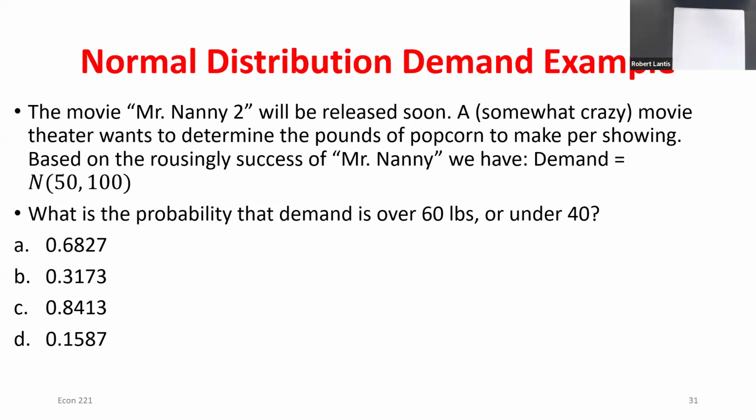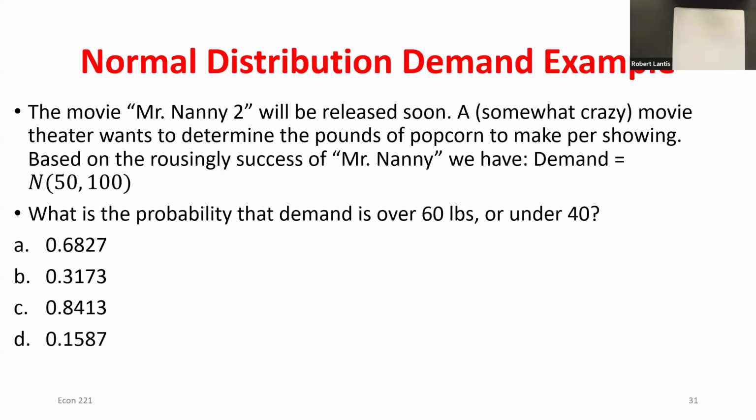So let's say there's this Mr. Nanny movie. They're thinking about making a sequel. Hulk Hogan's making a comeback. And you've got demand for popcorn at this theater between 50 and 100. If I'm any company, I want to try to predict what demand is, and I know that it follows a normal distribution. Actually, here I said, what's the probability that the demand is going to be over 60 or under 40? So if I make somewhere between 40 and 60 pounds, what's the likelihood that demand was actually not in that range? I would probably try to write things out in a word problem like this.